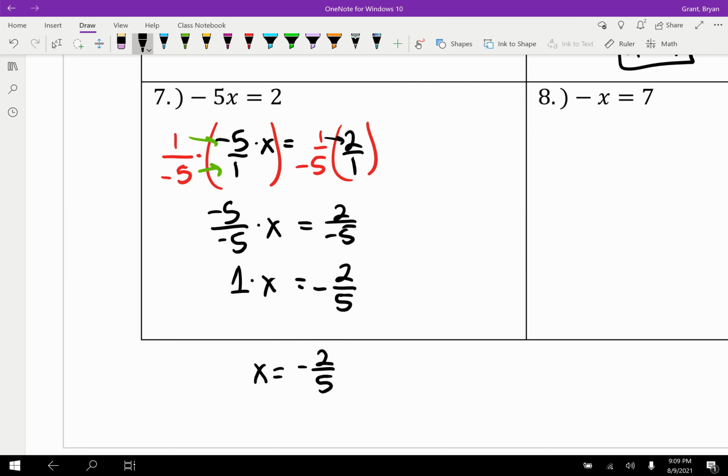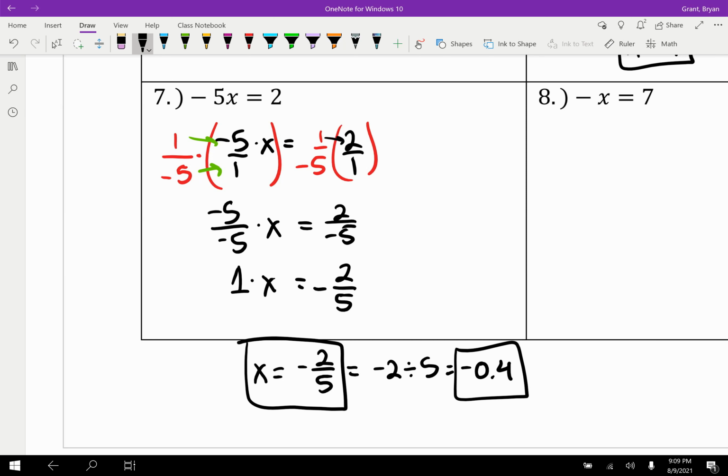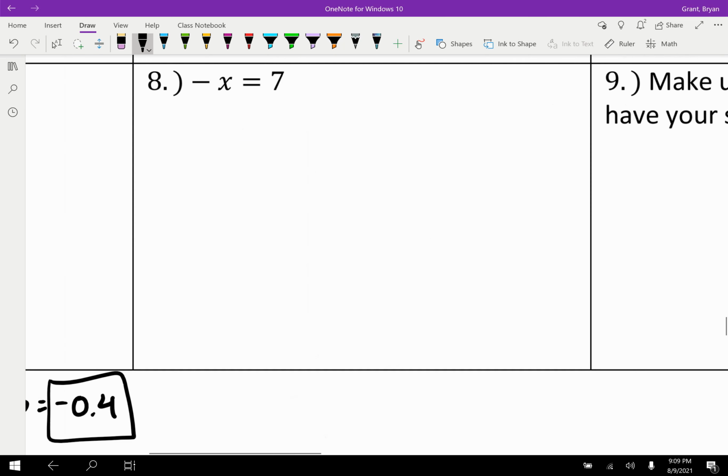Now, someone might say, well, wait, negative 2/5, I don't like that fraction. That scares me. I want a decimal. Can we do this as a decimal? Sure, we would just do negative 2 divided by 5, and you would find that this is negative 0.4, or negative 4/10. Any of these answers are fine. I tend to like fractions more than decimals because I think they're easier, but it is totally okay to do the decimal.